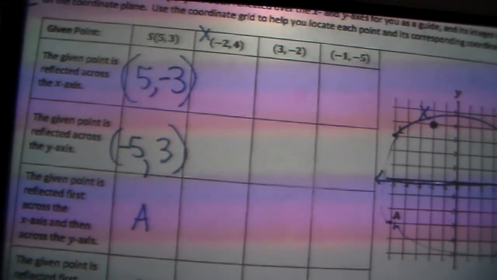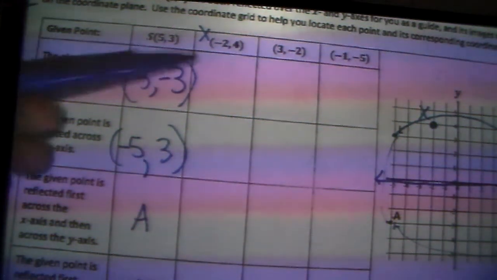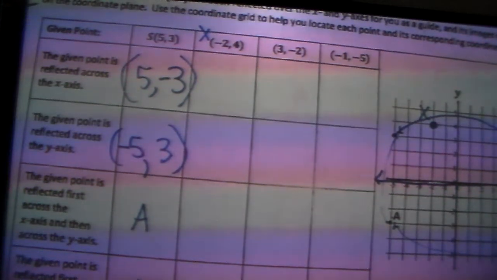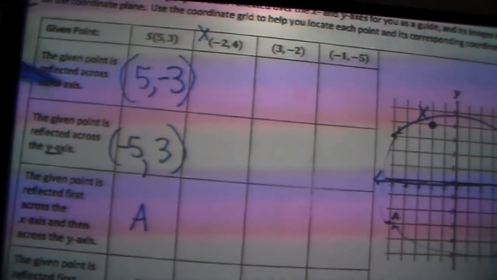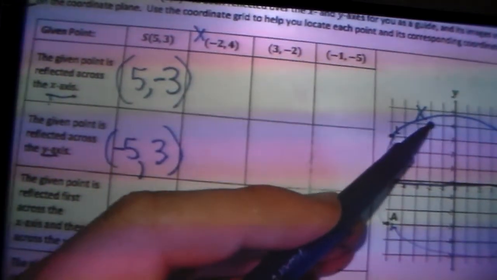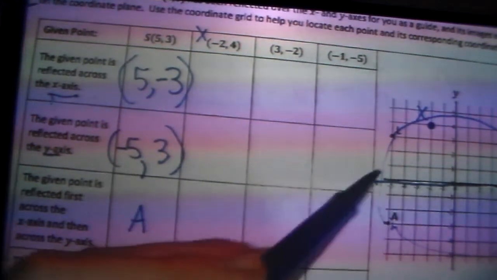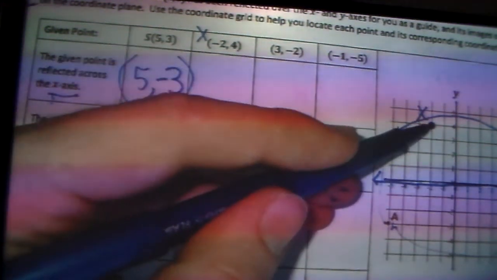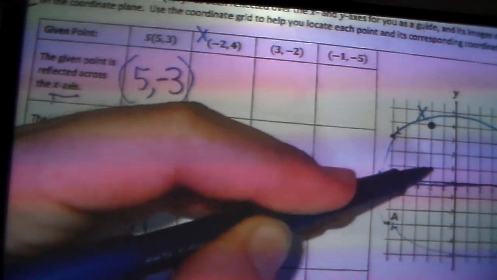Okay, so hopefully you had a chance to take this point and reflect it a couple times. Let's look at it together. The given point is reflected across the first one, the x-axis. Here's my x-axis, the flat one. I'm 1, 2, 3, 4 away, so if I reflect it across, I should end up 1, 2, 3, 4 down.